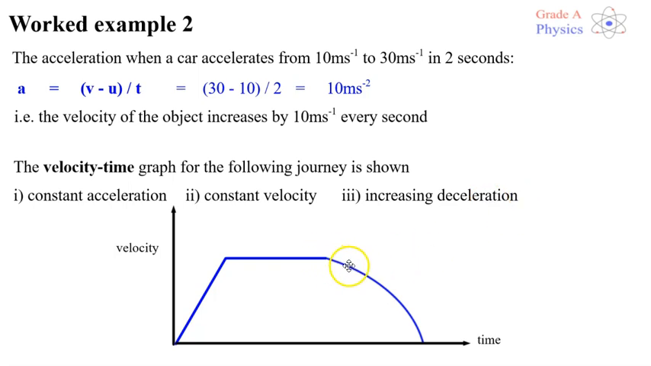So we can see at the start, the gradient is relatively low. So we're slowing down, but our deceleration is not that big. But as it gets steeper, then our rate of change of velocity, or deceleration in this case, is increasing, and we're slowing down more quickly, which means we have this larger gradient.